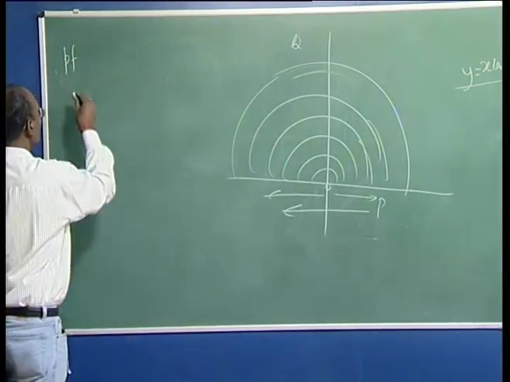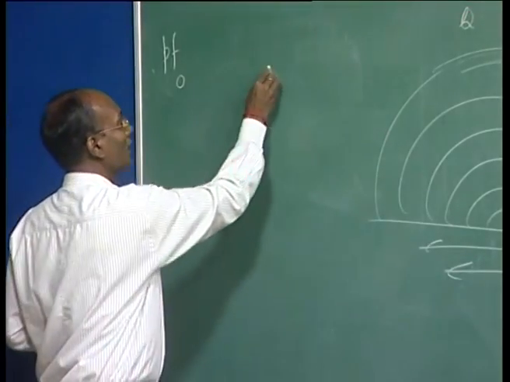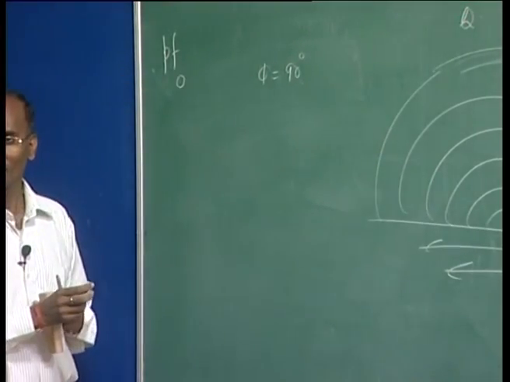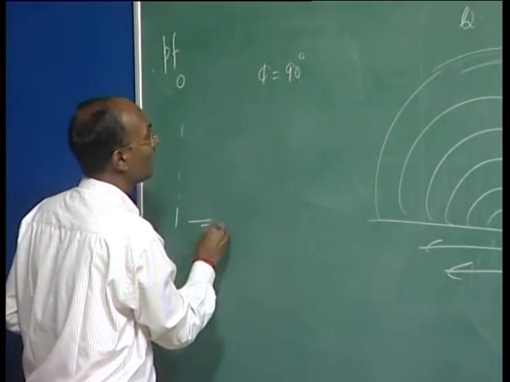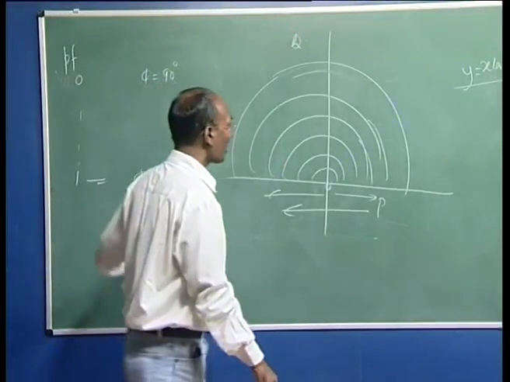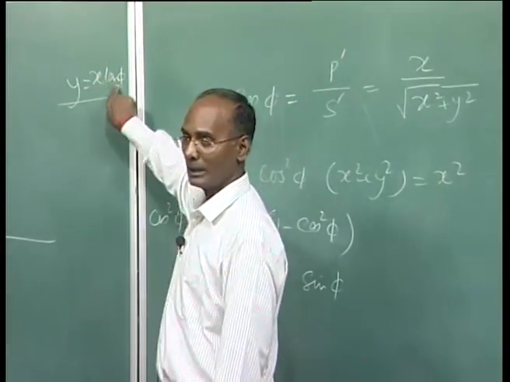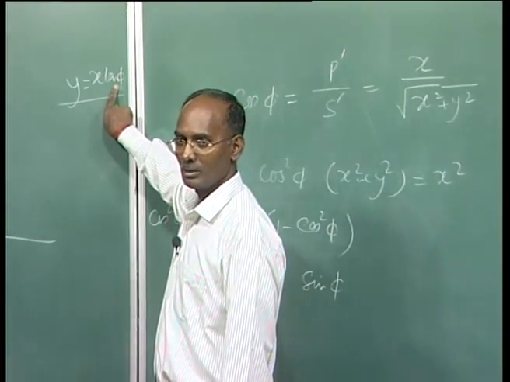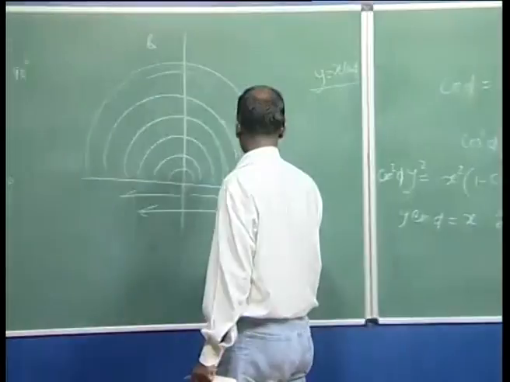If the displacement factor is 0, we start with that, then phi is 90 degree. And if you go back here, we get power factor unity, where phi is equal to 0. Now if the power factor is unity, what will be the value of tan phi? It will be 0, and 0 means Y is 0. So you are here somewhere.